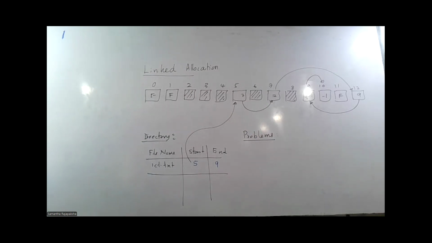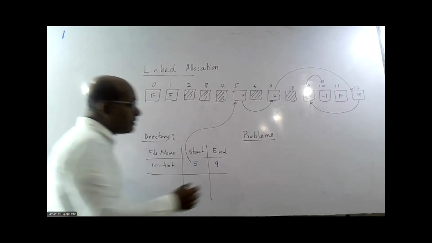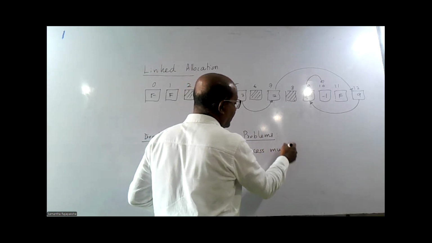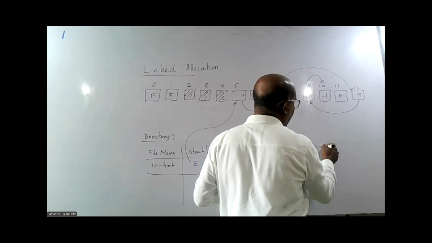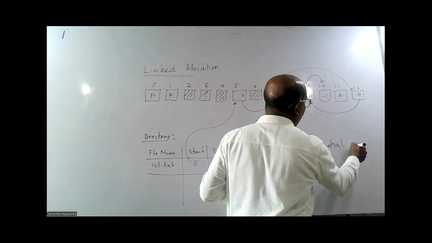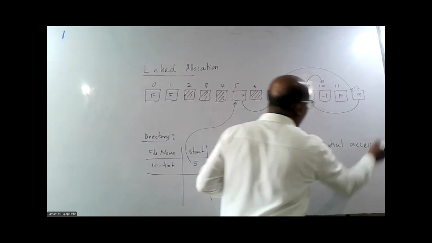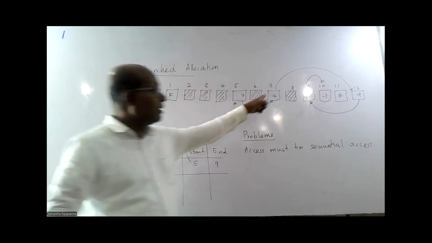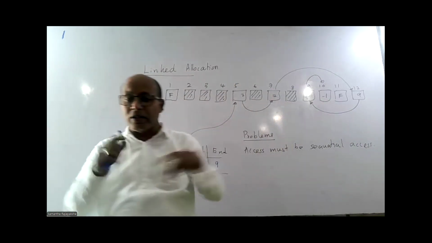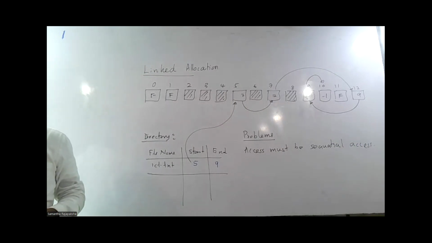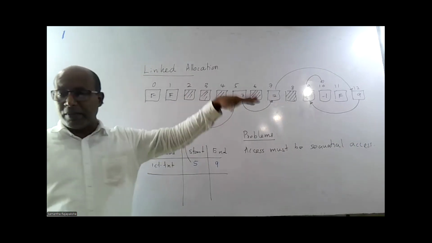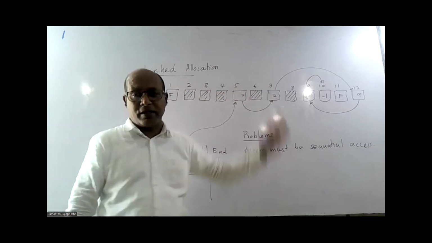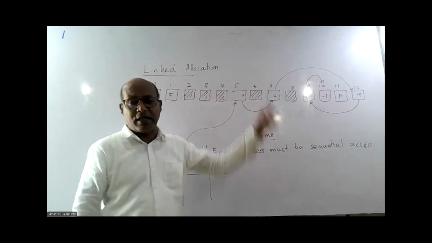This one has a problem. Remember, one problem is the access must be sequential. Why? Because you have to go to the first one, then the second one, then the third one, then the fourth one, sequentially one after the other, because you don't know where the blocks are available. The only way to understand where the blocks are available is to read them one by one. Therefore, access must always be sequential access.